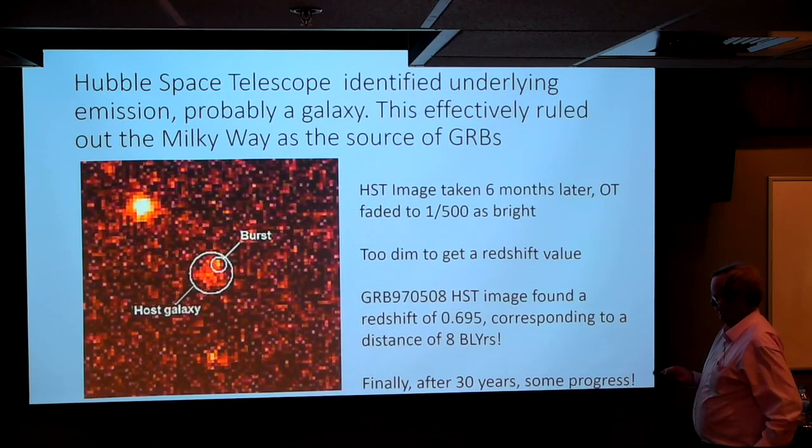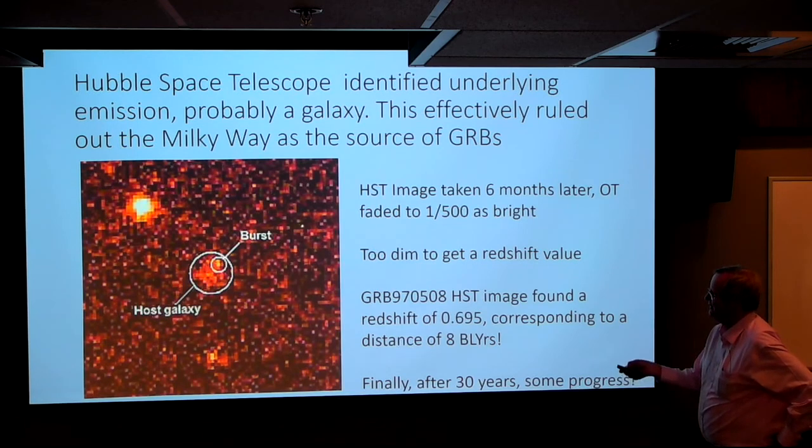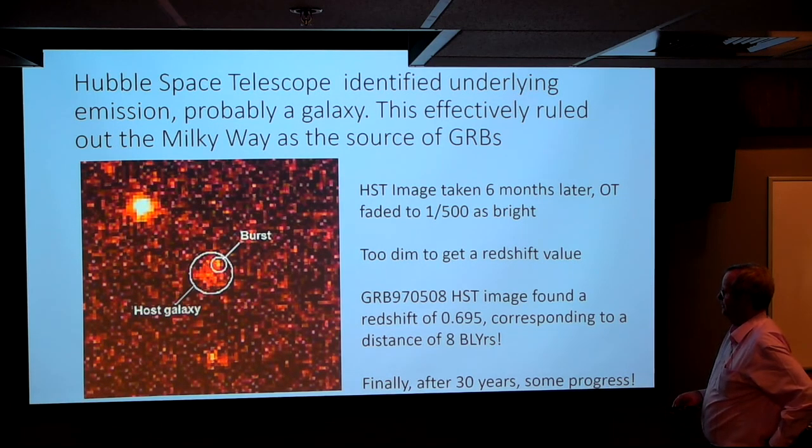And so then 6 months later, there was an observation made by Hubble, and they managed to see a very, very dim galaxy. You see here's the background intensity, these dots everywhere, and this is just barely above background. Sure, there's an enhancement here. But it was too dim to actually get a redshift. You don't have the distance. But then, luckily, a few months later, in May, there was another burst, and they got a redshift of 0.7 and got a distance of 8 billion years.